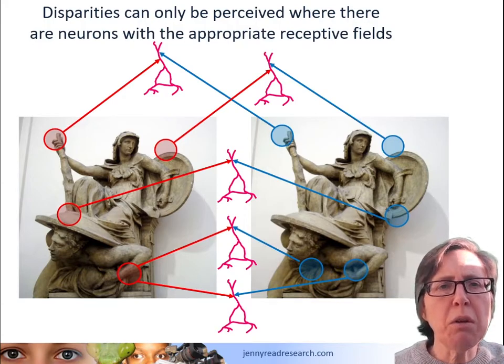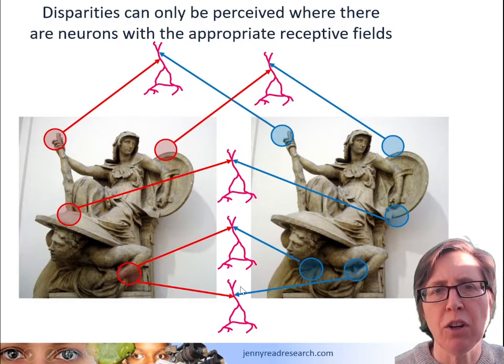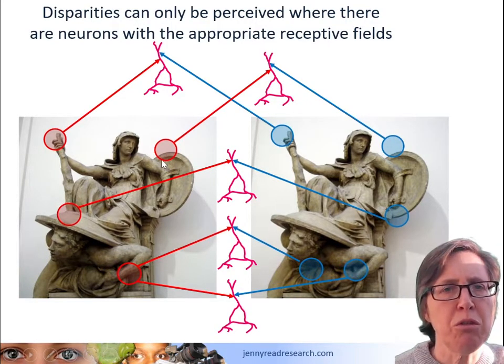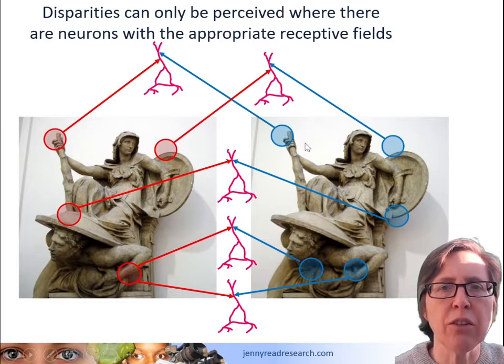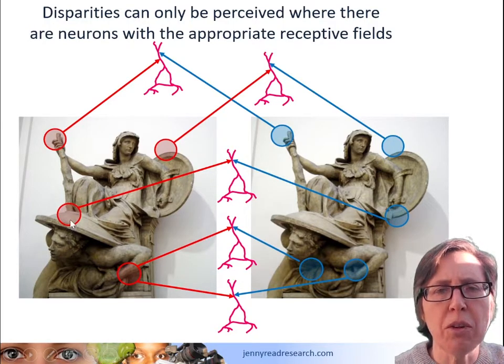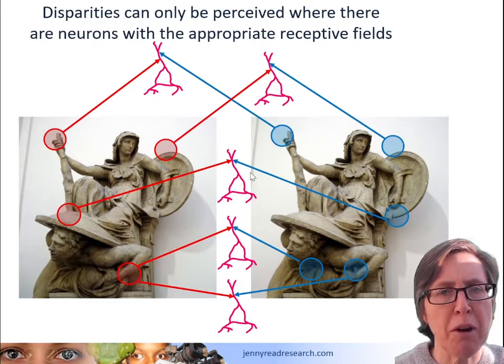And you can only perceive a disparity if you have a neuron with the appropriate receptive field with that disparity. So what I've tried to sketch here is, on the left, the left eye's image, and on the right, the right eye's image, and you have all these different V1 neurons, these little pink things here, with receptive fields at different locations in the two eyes. And you can see all these neurons differ both in the location of the receptive field, but also in the disparity.